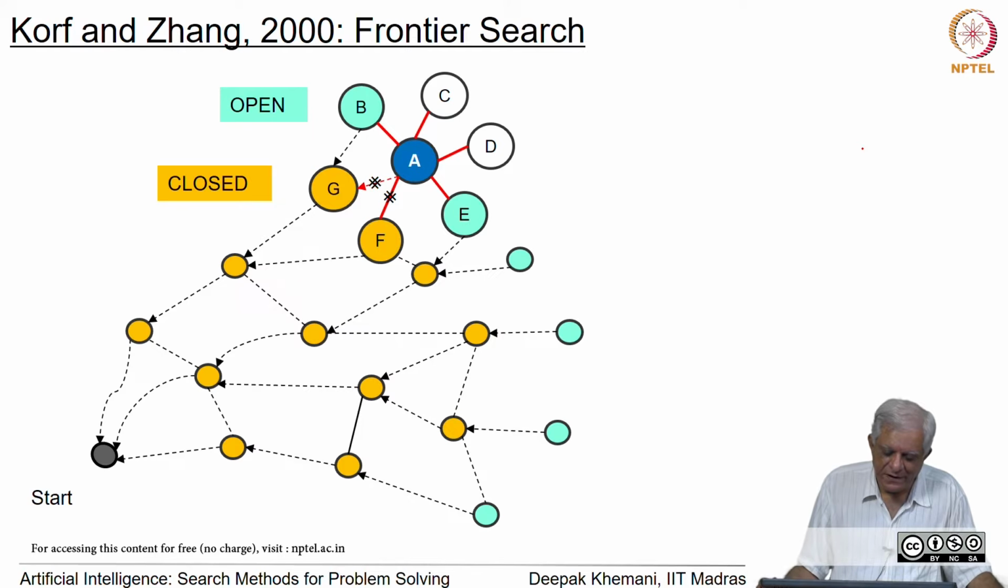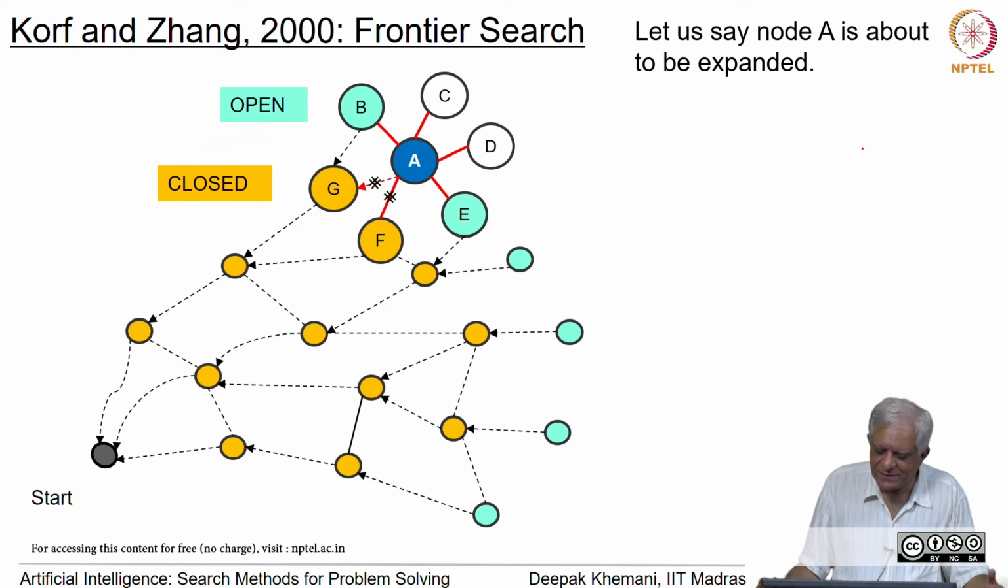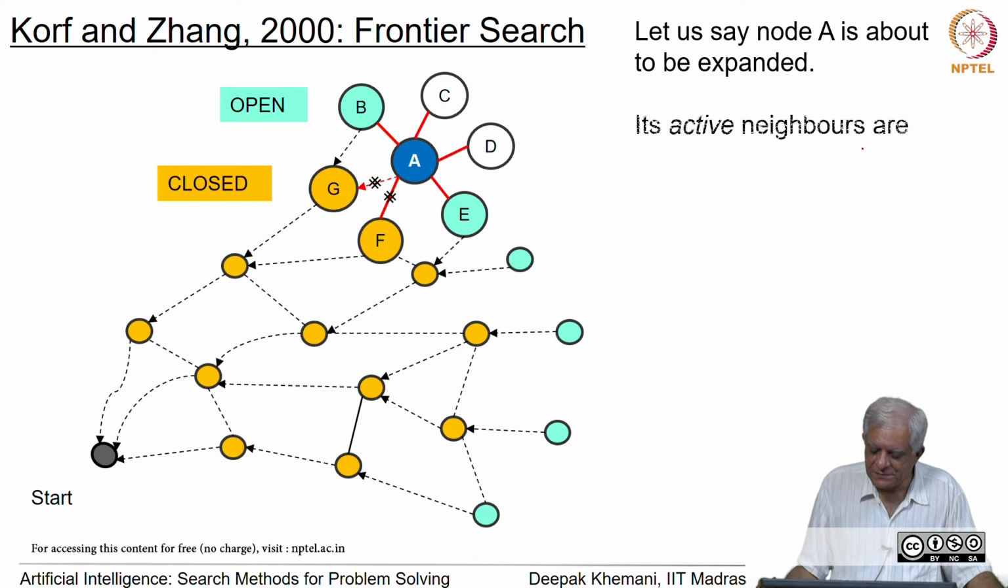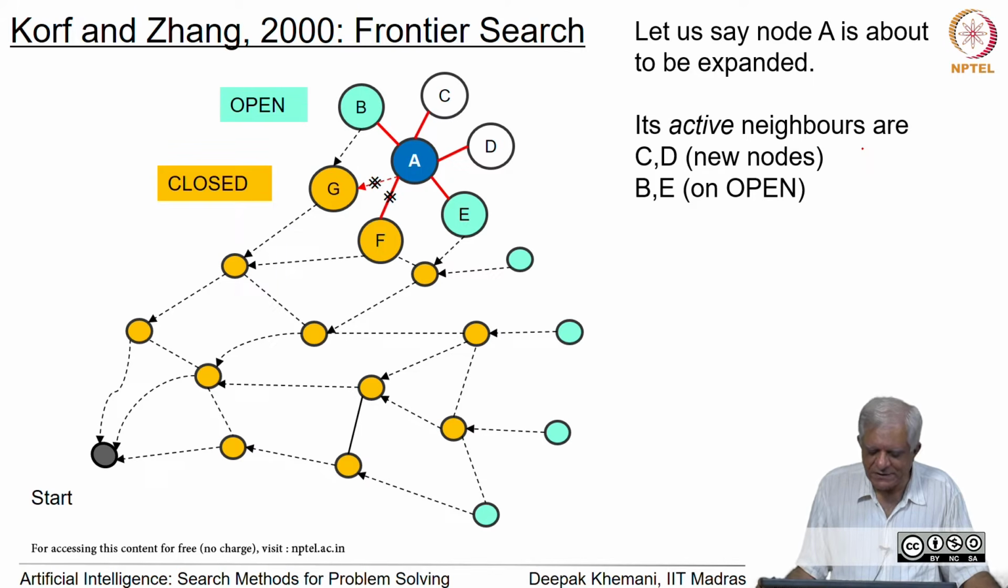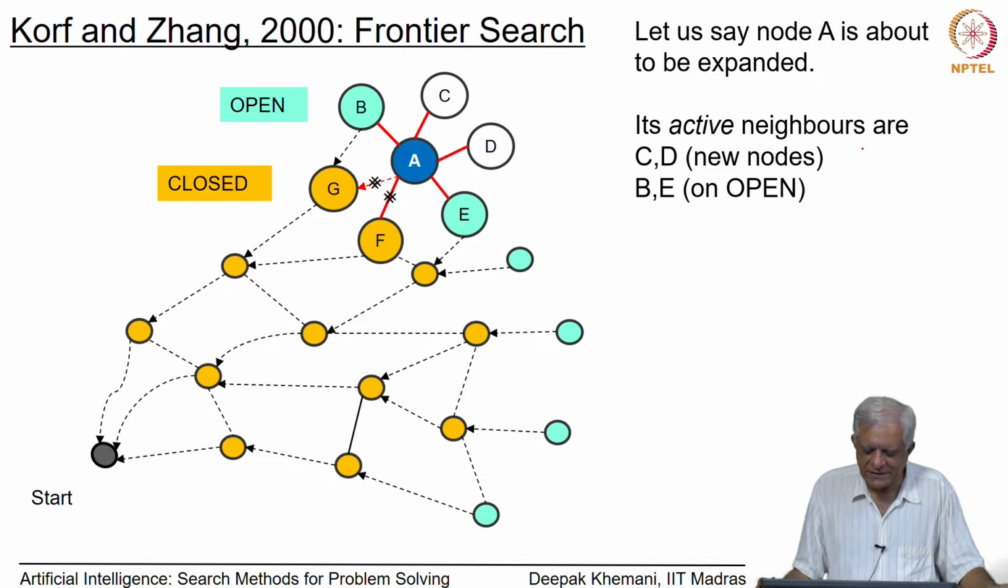So, what does frontier search do? The idea of frontier search is to maintain only a frontier, and we will see how it does that. So, let us say that A is about to be expanded by this algorithm, which is a variation of A star. So, basically it picks nodes on the same criteria as A star, which is the lowest f values. Its active neighbors, as we can call them, are C and D, which are new nodes, and B and E, which are already on open essentially. So, these are nodes to which it may have found a new path, or the first path in the case of C and D here.